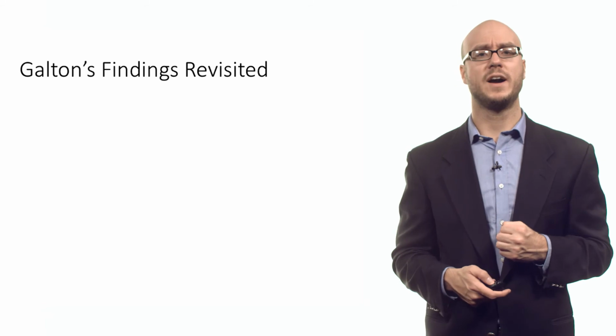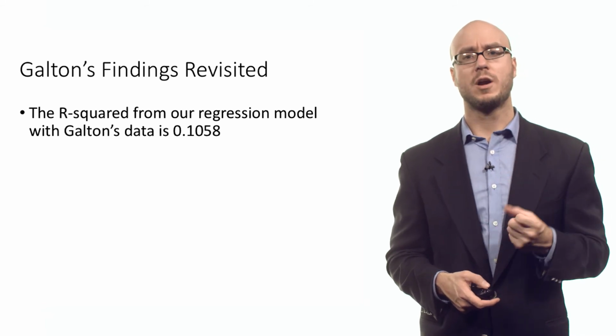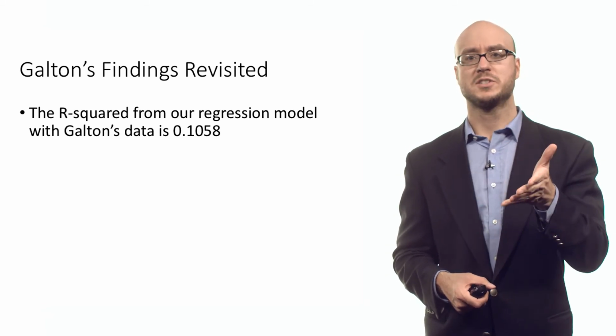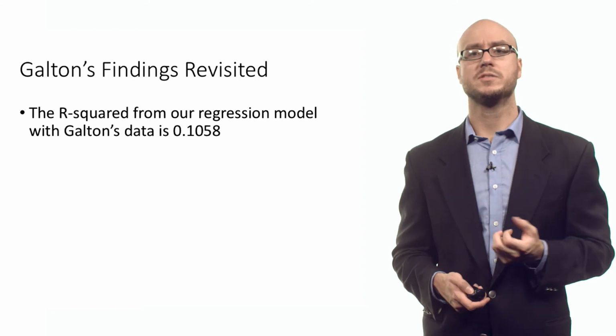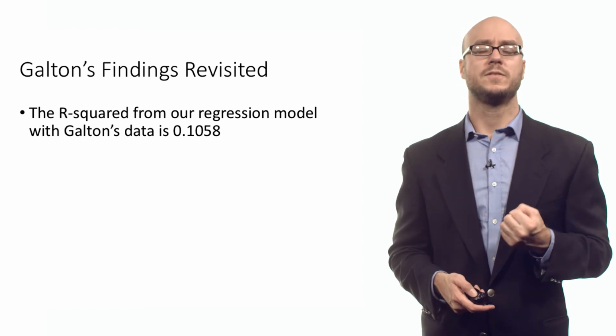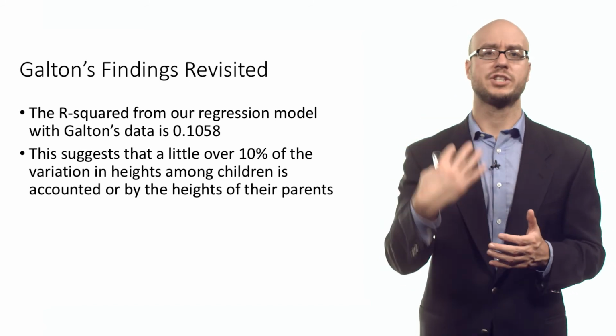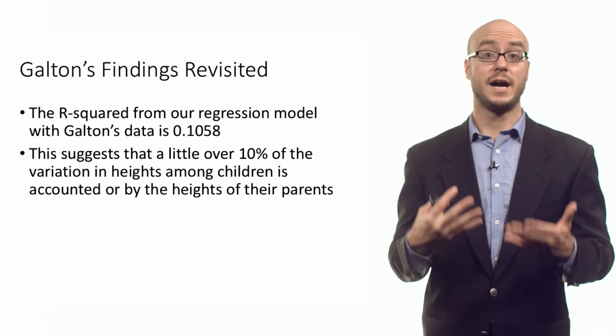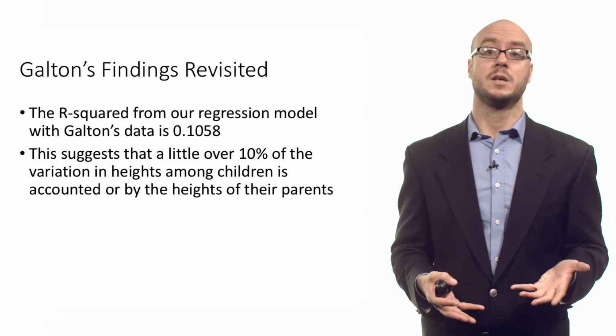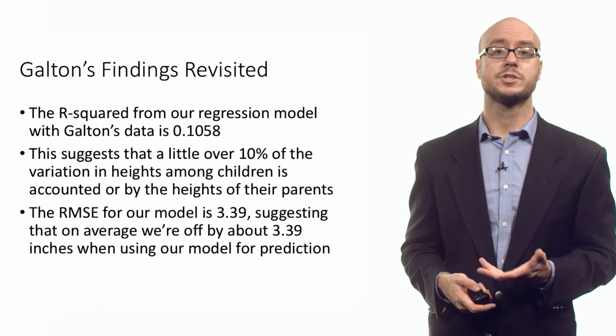So let's look at Galton's findings again. The r squared from our model, that is the model sum of squares divided by the total sum of squares, is about 0.1058. So that tells us that a little over 10% of the total variation in heights among children is accounted for by the height of their parents, which may not seem like that large of an amount.